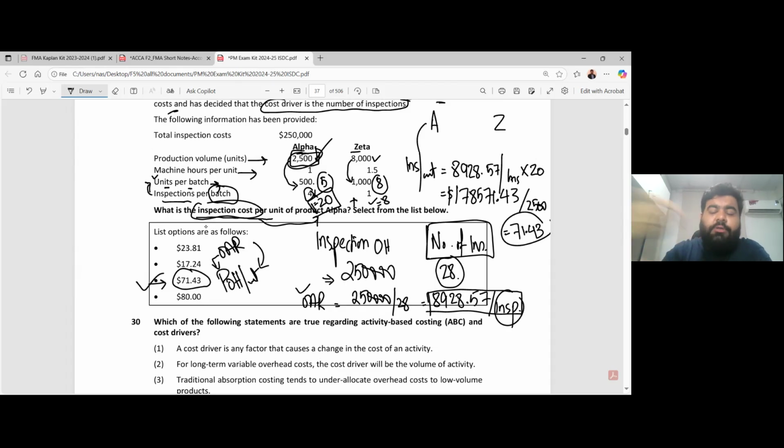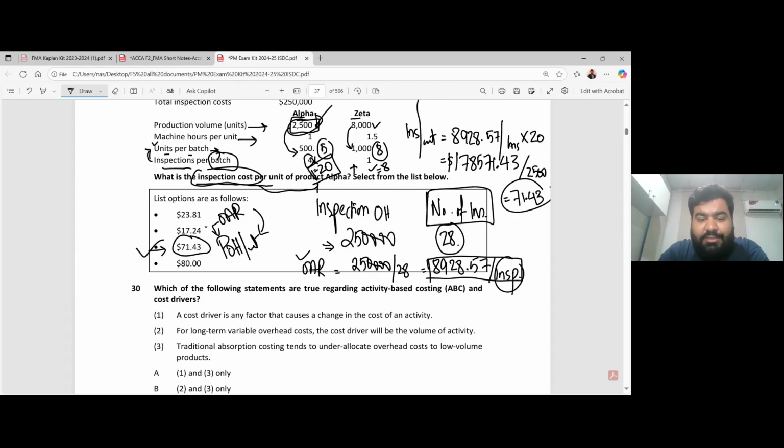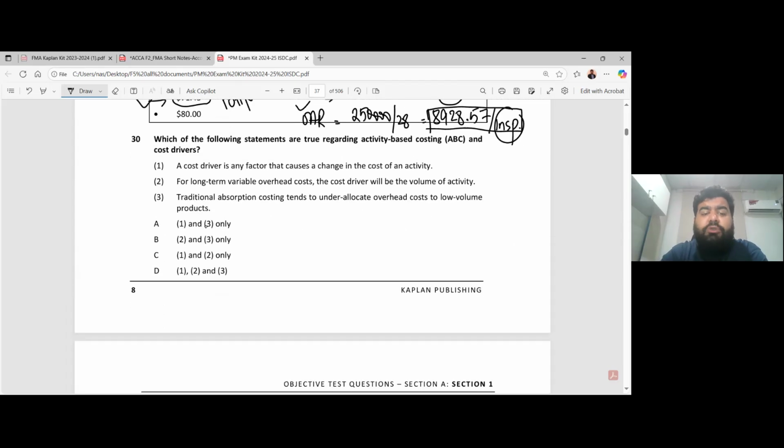71.43. Okay. Now let us discuss the next MCQ. Which of the following statements are true regarding ABC and cost drivers? Like the ABC concept, we know. Again, it's a theoretical question. So it's written: a cost driver is any factor that causes the change in the cost of an activity. That's correct, because it's a factor that causes the change. Obviously, this is the definition of cost driver.